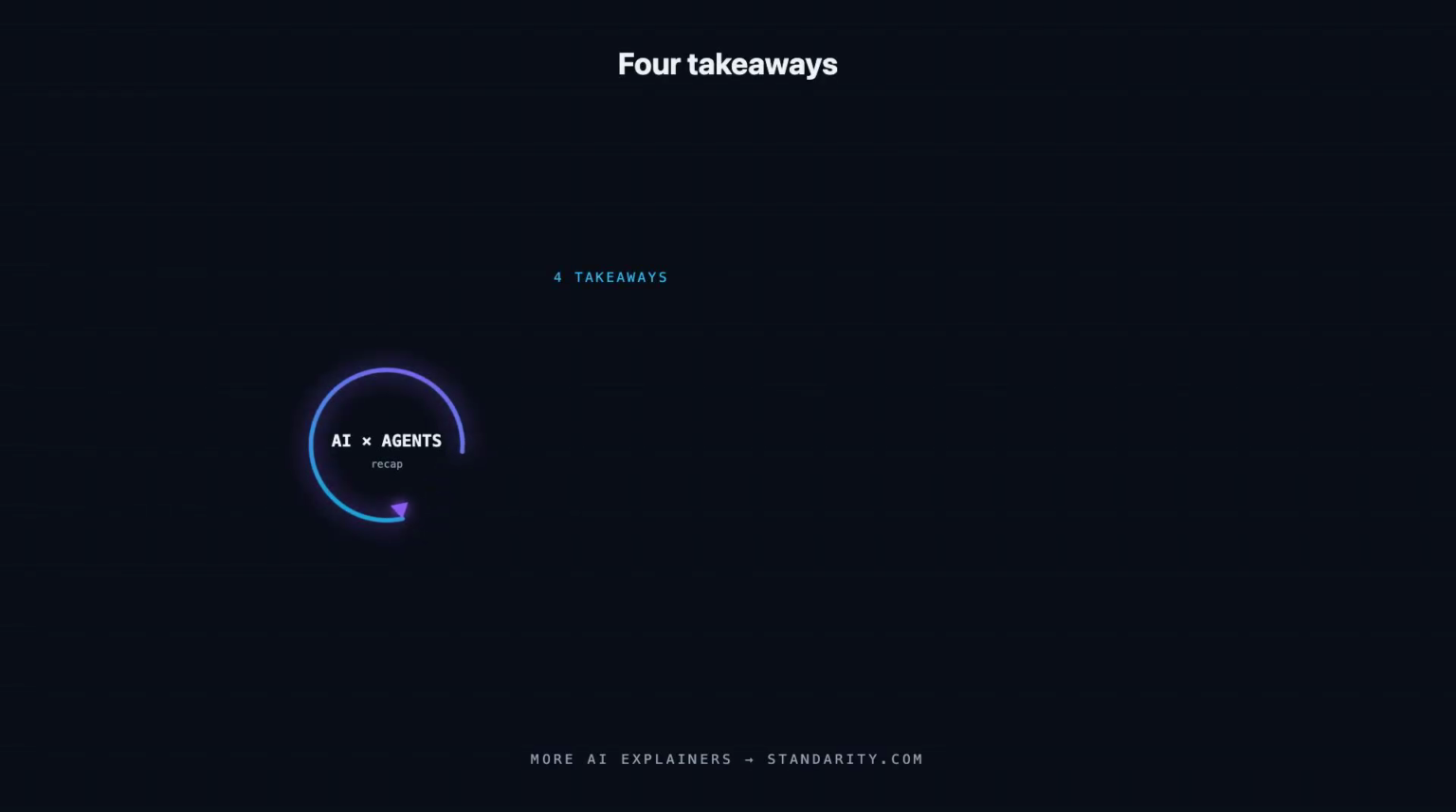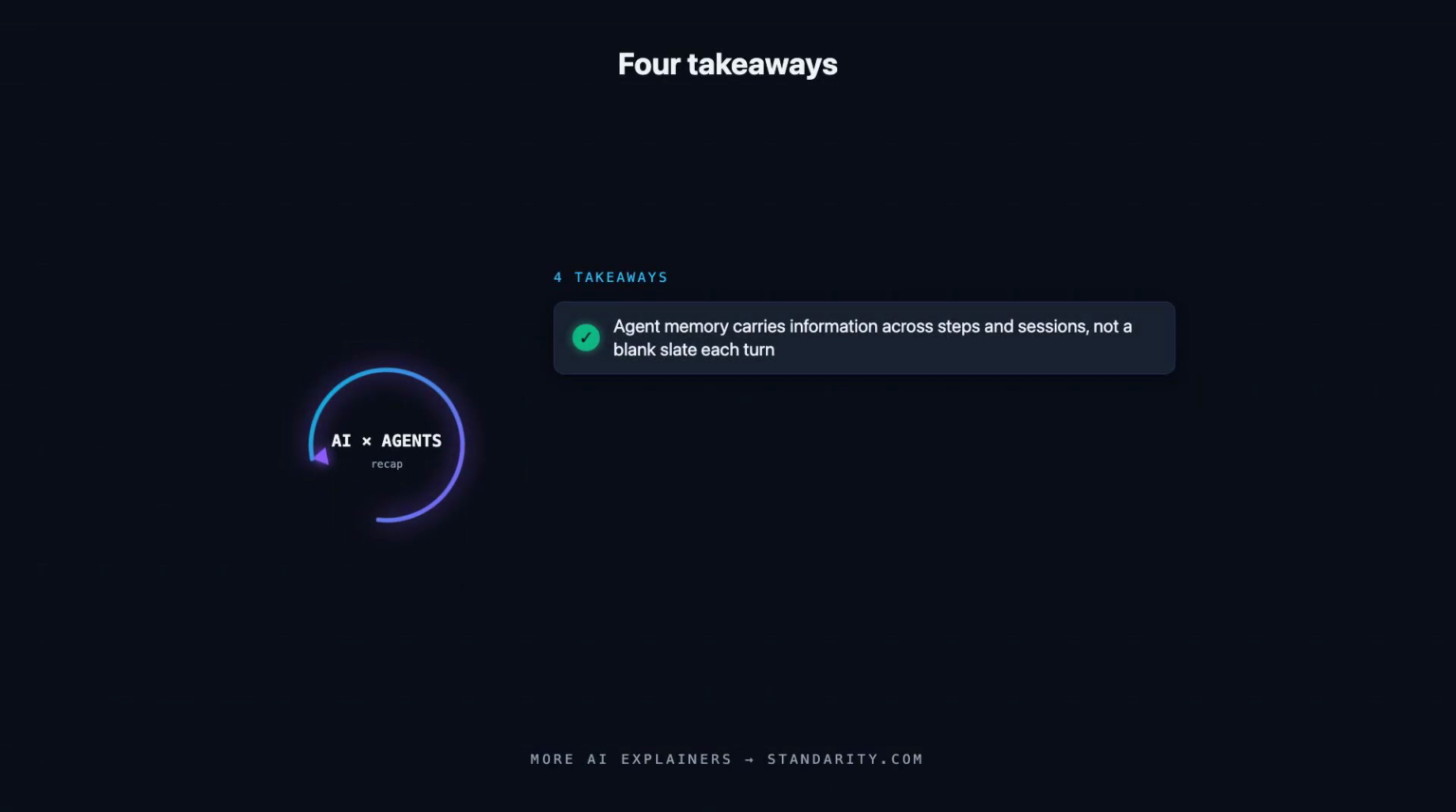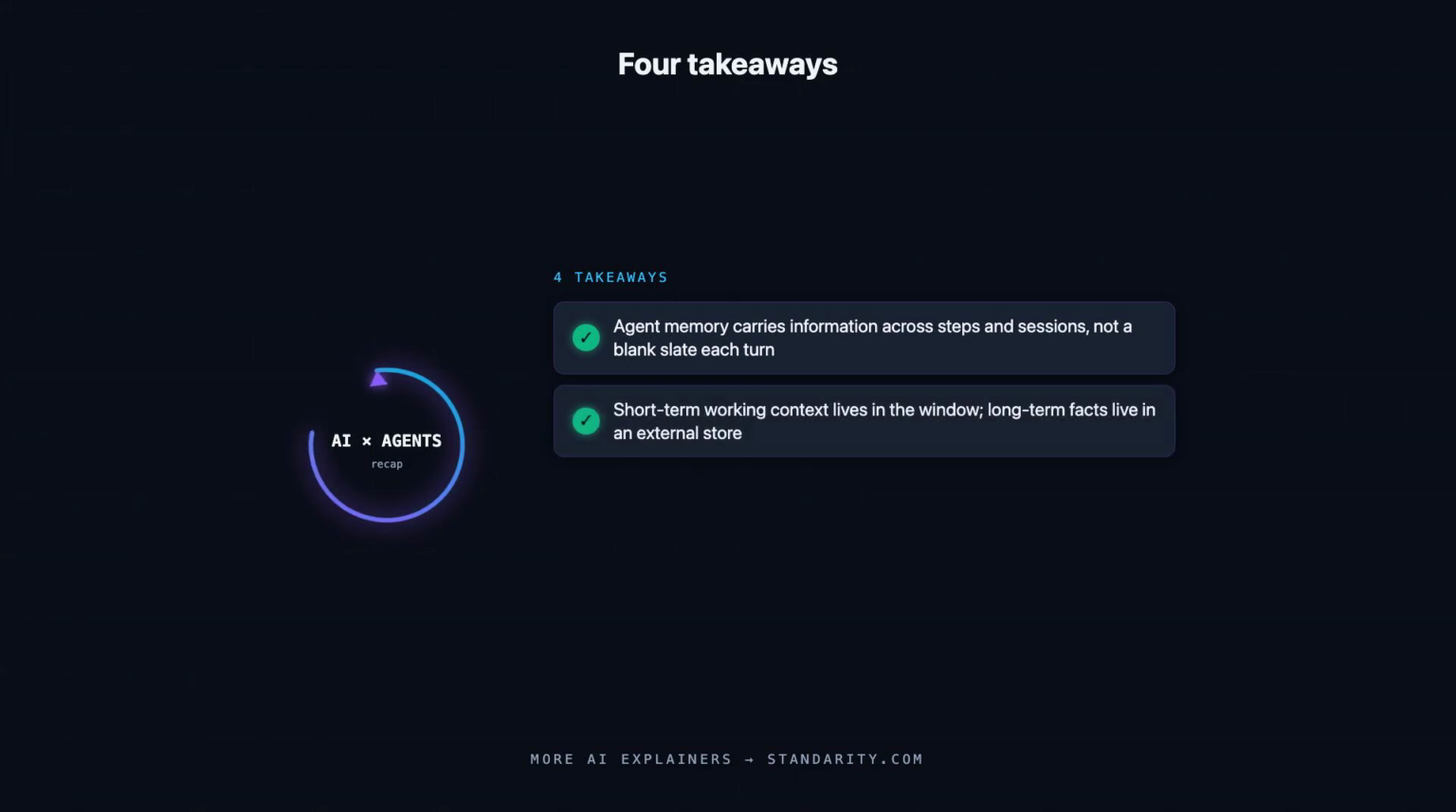Alright, let's lock in what matters. Agent memory is the set of systems that let an agent carry information across steps and sessions, instead of starting from a blank slate on every single turn. Because language models are stateless, memory splits into short-term working context and long-term storage, the latter often kept in a vector database and retrieved only when relevant.